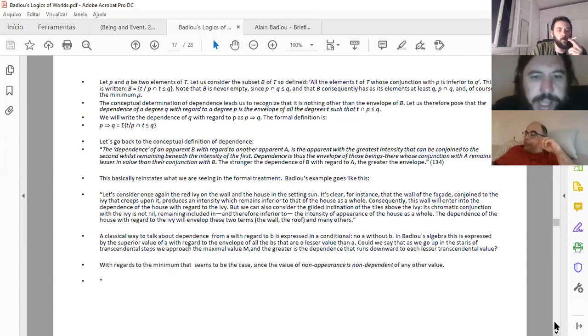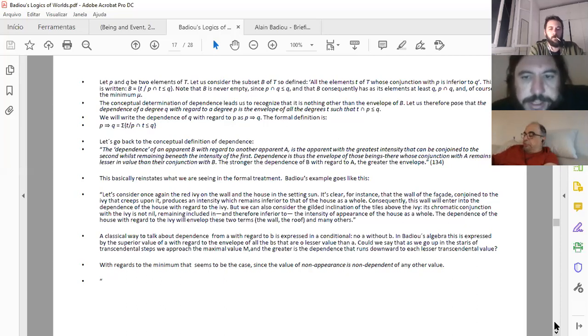But we can also consider the gilded inclination of the tiles above the ivy. Its chromatic conjunction with the ivy is not nil, remaining included in, and therefore inferior to, the intensity of appearance of the house as a whole. The dependence of the house with regard to the ivy will envelop these two terms, the wall, the roof, and many others.